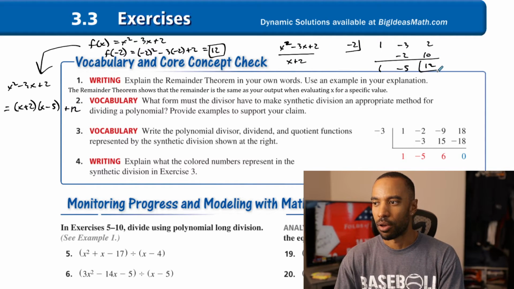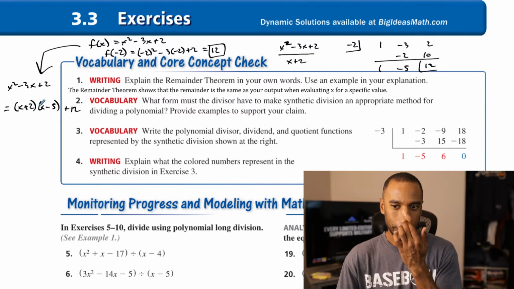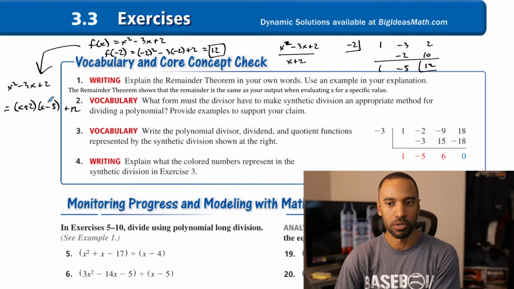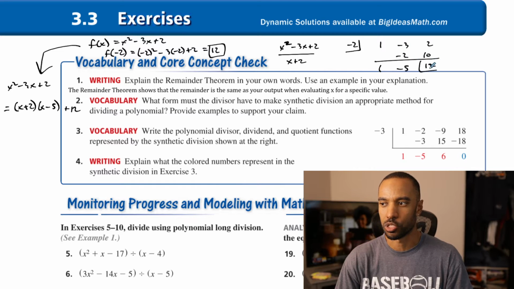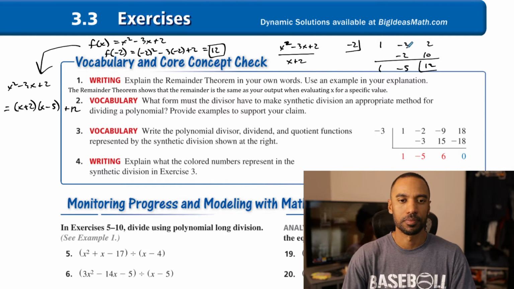Now again, how does 12 work as the answer when you plug in negative 2? Because negative 2 plus 2 is 0. 0 times anything is 0, plus 12 is 12. And you saw that that's how that works. That's why the remainder theorem does what it does.